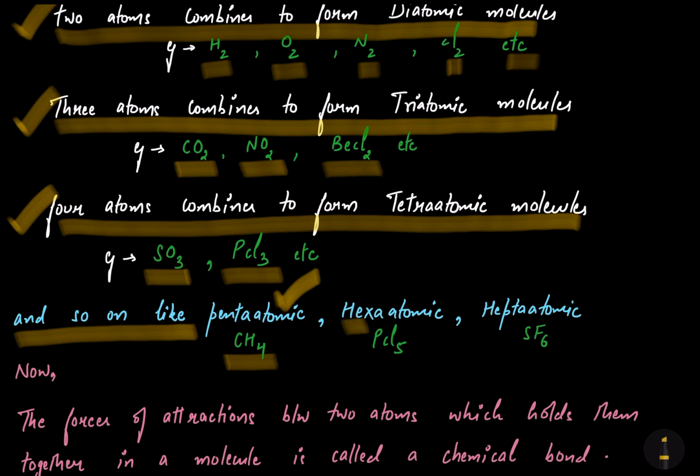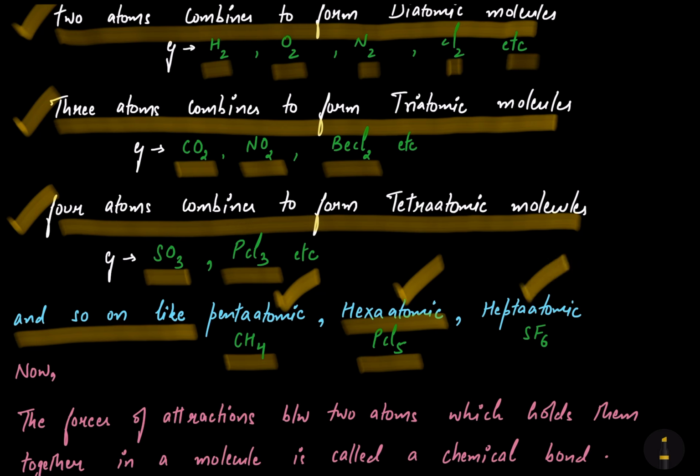Now let's talk about the hexaatomic molecule. That means a total of 6 atoms. The example is PCl5, phosphorus pentachloride. We are having one atom of phosphorus and 5 atoms of chlorine. So in total we are having 6 atoms in a molecule. So it's a hexaatomic. Now let's talk about next type.